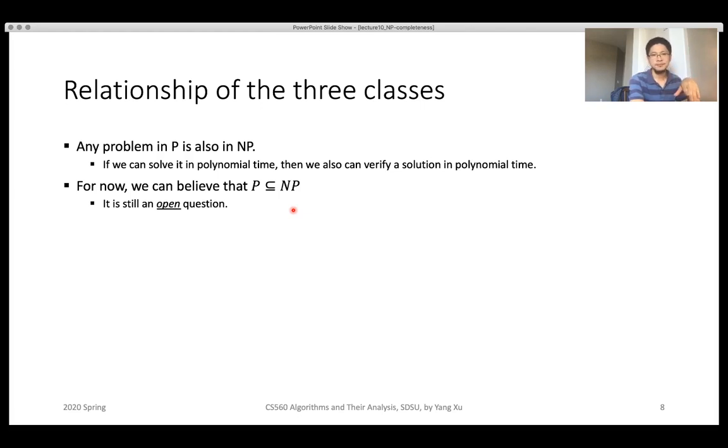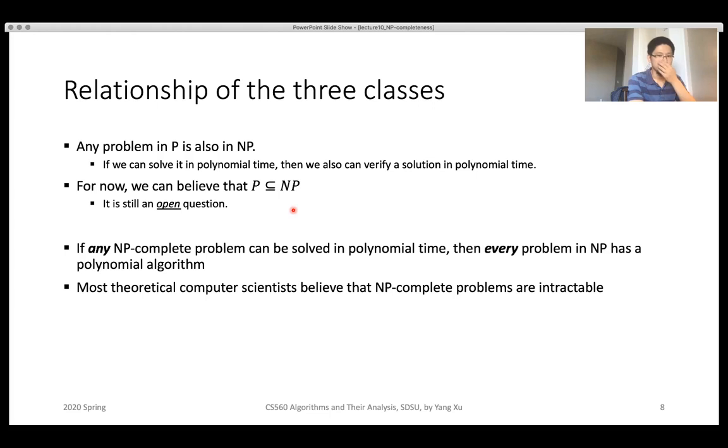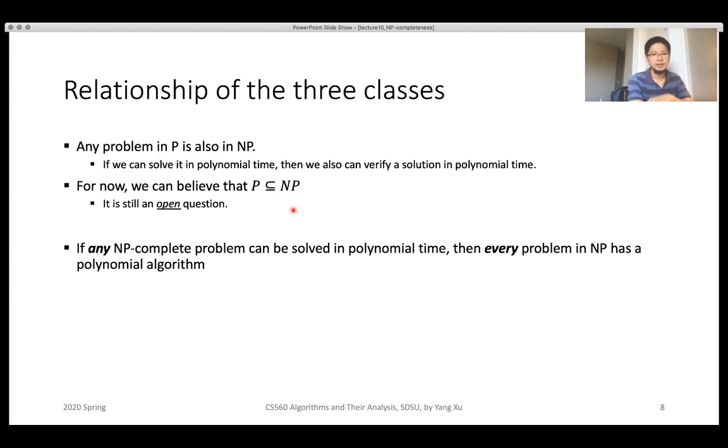Another related proposition is that if any NP-complete problem can be solved in polynomial time, then every single problem in NP has a polynomial algorithm. This is quite an ambitious proposition, but people haven't actually proved it yet.